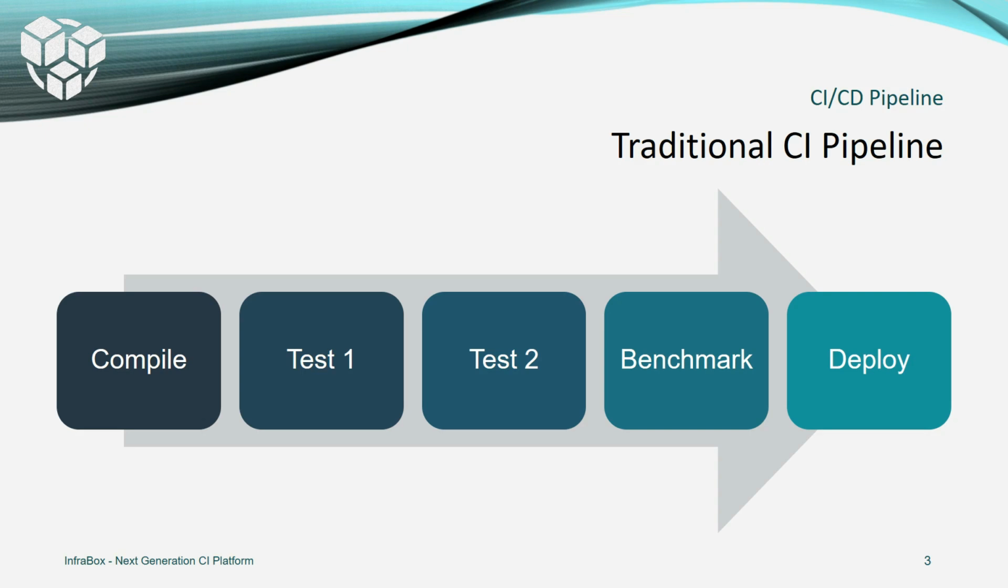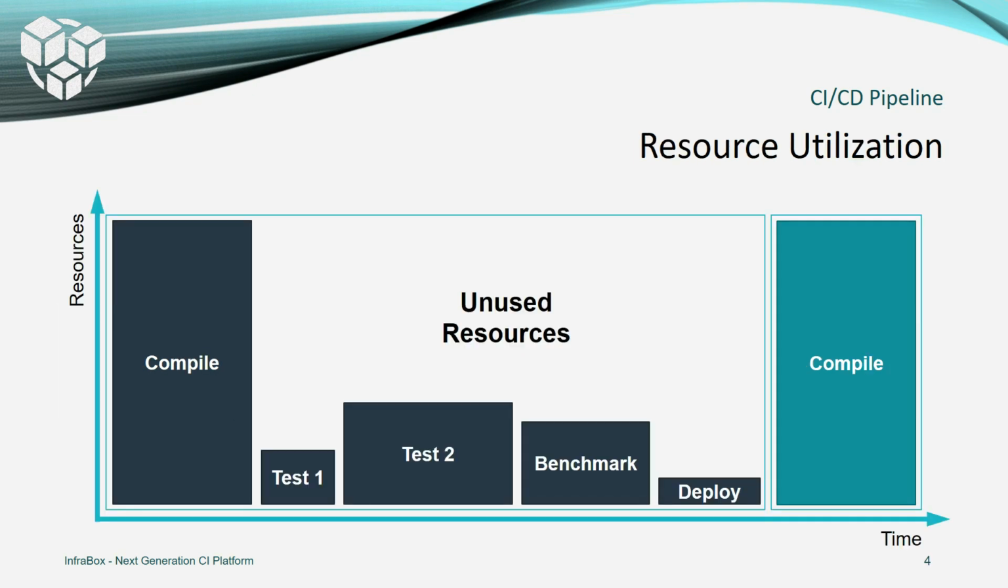Before we now start using InfraBox, let's first have a look at a traditional CI pipeline. In most projects, we first start with compiling our project, then run a first set of tests, maybe another set of tests like end-to-end tests, even run a benchmark, and then deploy our application if we are happy with our test results. When we now look at the resource consumption of our tasks, then we see that some of our tasks actually don't use many resources, but others, like the compilation, take a lot of resources. As we run all of them sequentially, we may waste a lot of resources.